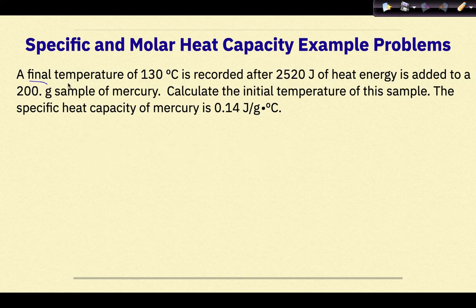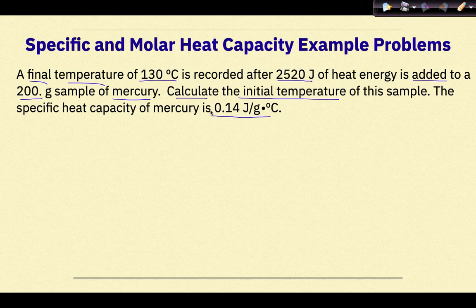A final temperature of 130 degrees Celsius is recorded after 2,520 joules of heat energy is added to a 200 gram sample of mercury. Calculate the initial temperature of this sample. The specific heat capacity of mercury is 0.14 joules per gram degrees Celsius.